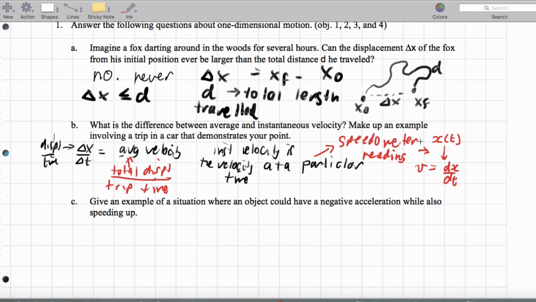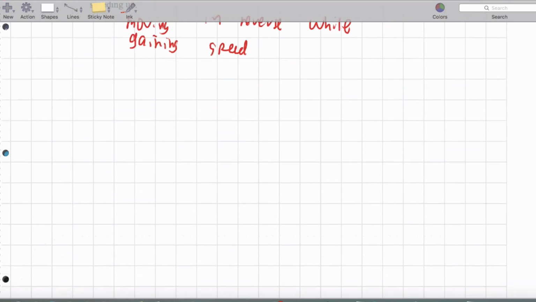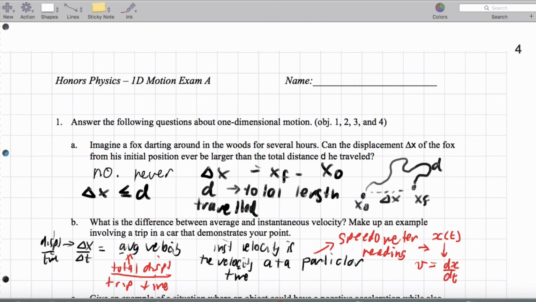Okay. Now, it says, give an example where an object could have negative acceleration while also speeding up. So that would be moving in reverse while gaining speed. That would be that particular example. So that is page 1, or problem 1, on the first homework of the year.